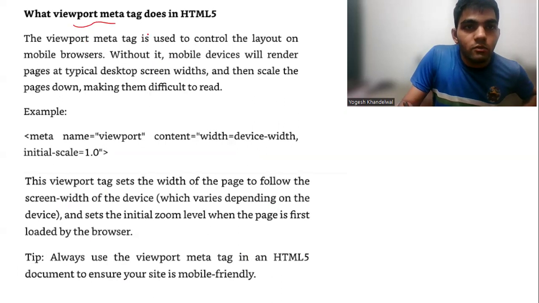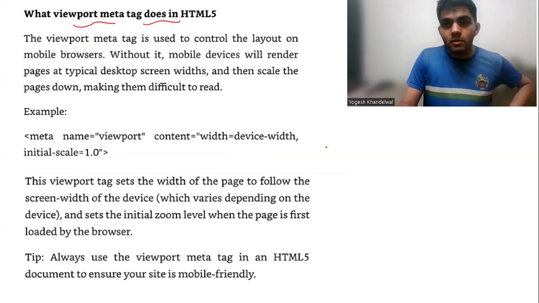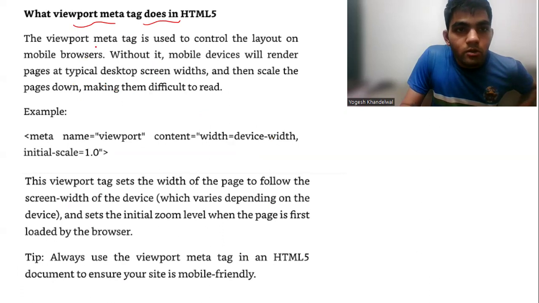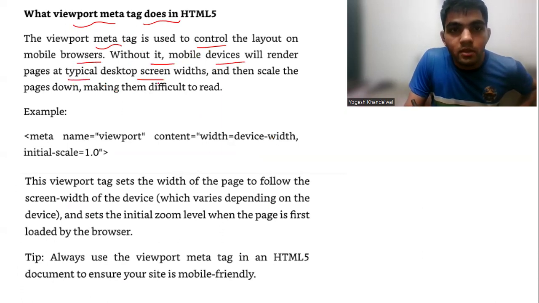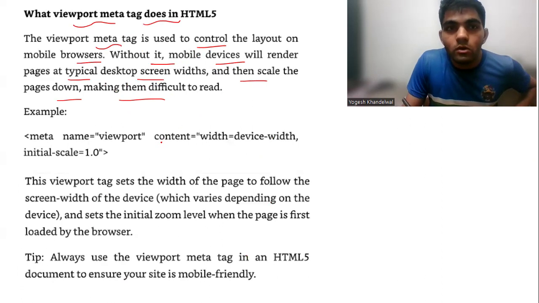Now, what does the viewport meta tag do in HTML5? The viewport meta tag is used to control the layout on mobile browsers. Without it, mobile devices will render pages with typical desktop screen widths and then scale the pages down, making them difficult to read. We use the same website on different systems like desktop computers and mobile devices, so for changing the layout and the scale, we use this type of attribute.